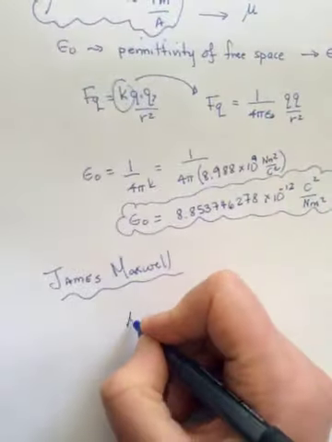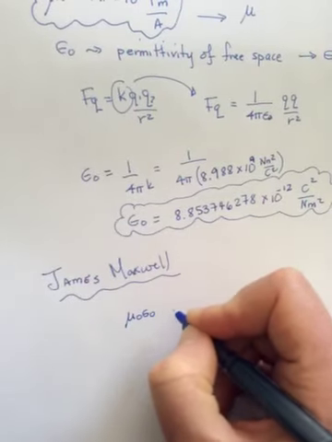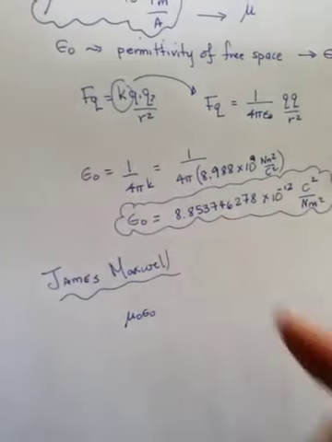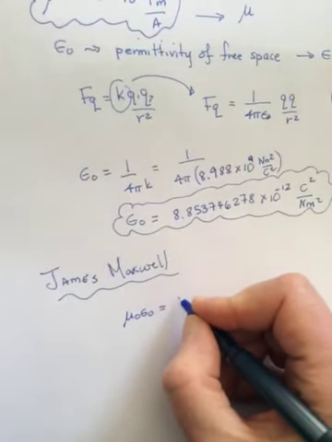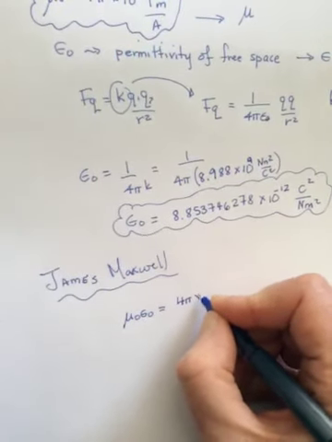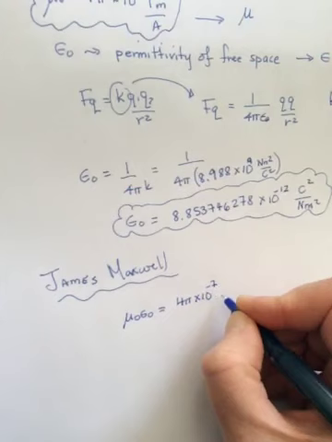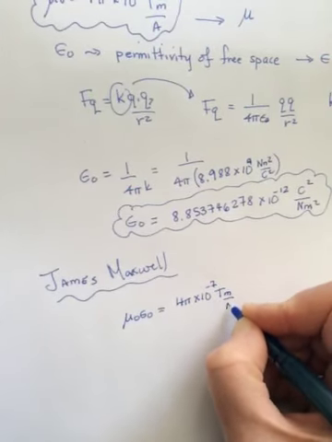And so he multiplied mu O by epsilon O. And just to simplify our lives, remember, mu O is 4 pi times 10 to the negative 7 Tesla meters per amp.